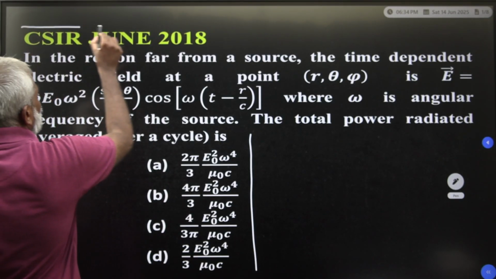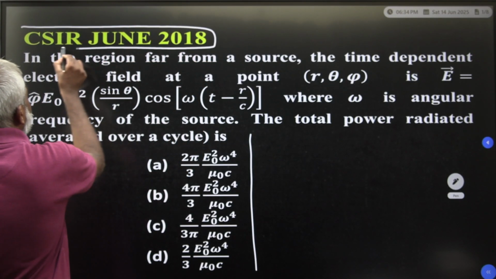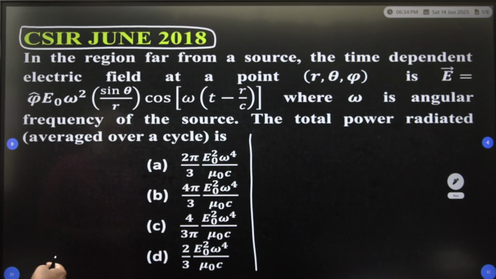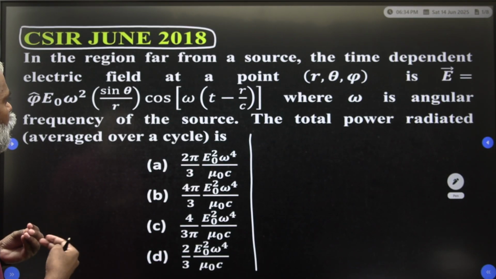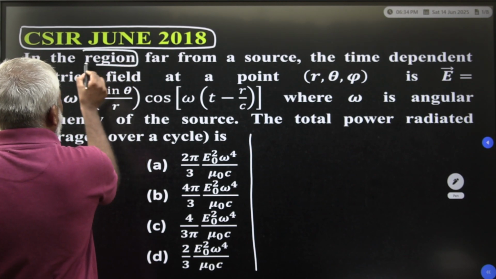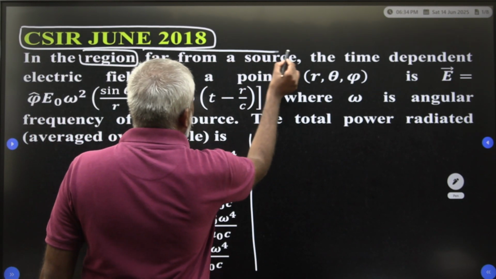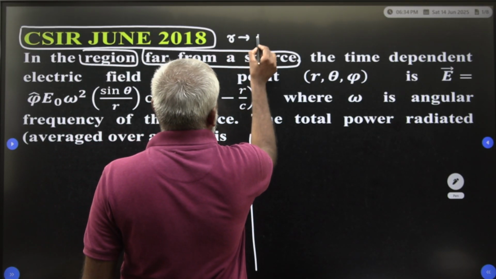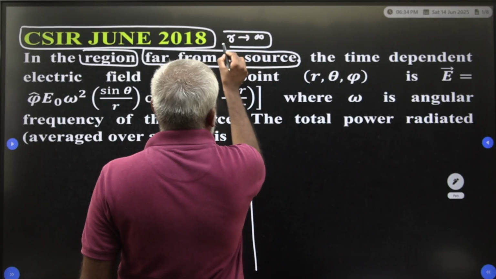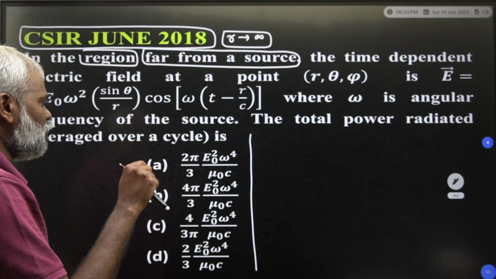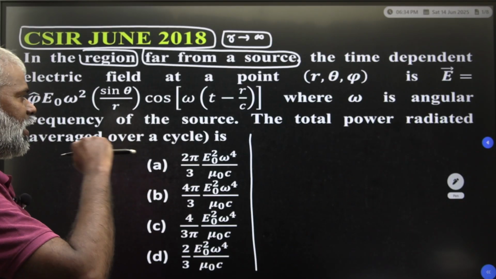In CSIR June 2018 there was a question. In the region far from the source, that is when r is equal to infinity, the source belongs to the radiation.